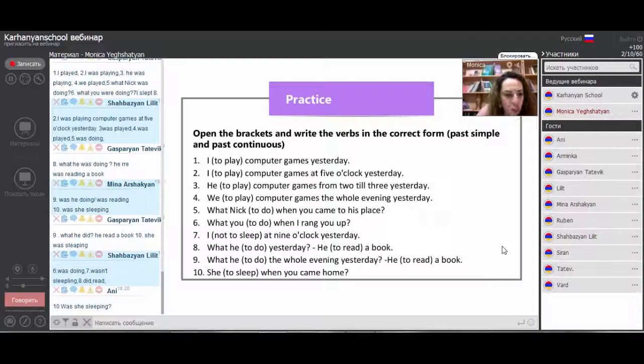Now the eighth one. What did you do yesterday? Just yesterday, what did you do? I read a book. But here in the ninth sentence, what was he doing the whole evening yesterday? He was reading a book. And the 10th one, all answers are correct: was she sleeping when you came home?